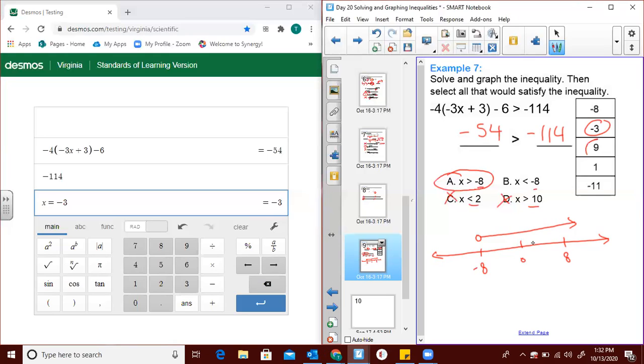Or you could check out this number line. Here's my 1. My 1 is in the direction of the arrow. It's on this line. So 1 will work. Negative 11's out here. Negative 11 doesn't work. And remember, negative 8 is equal to negative 8. It is not, in fact, greater than.